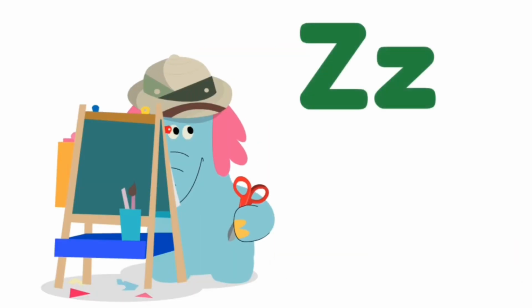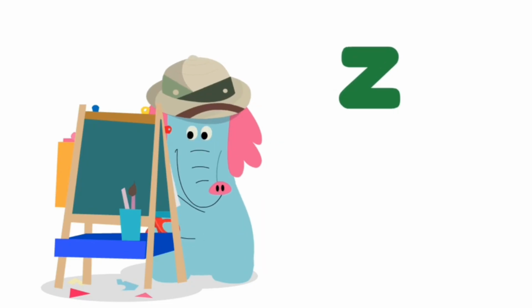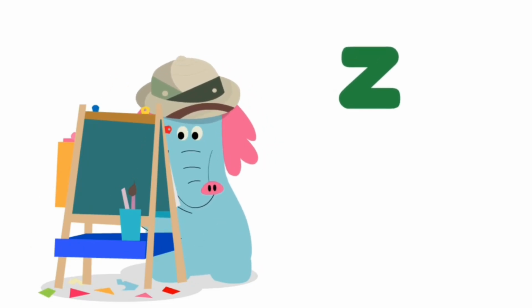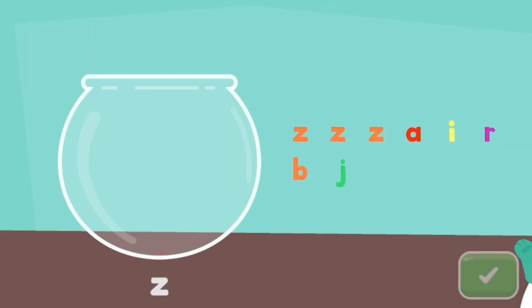This is the letter Z. And this is the lowercase z. Z makes the Z sound, like in the word zebra. Z as in zebra. Drag the letter Z into the bowl.